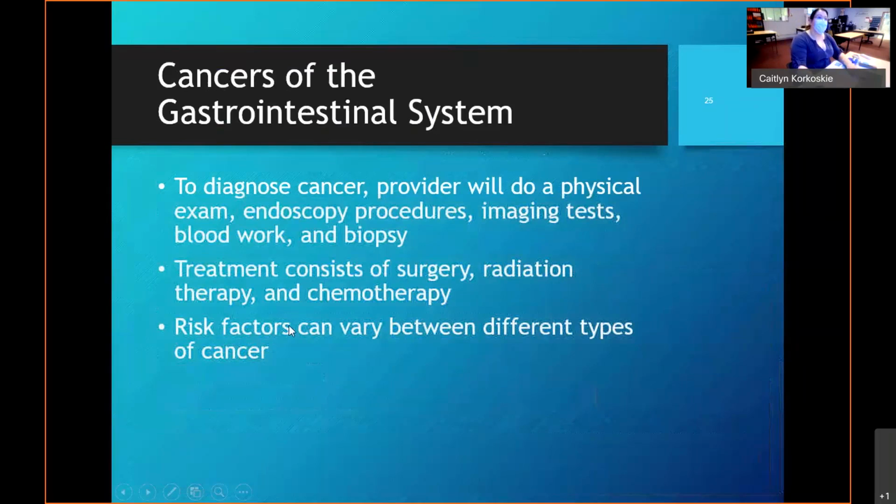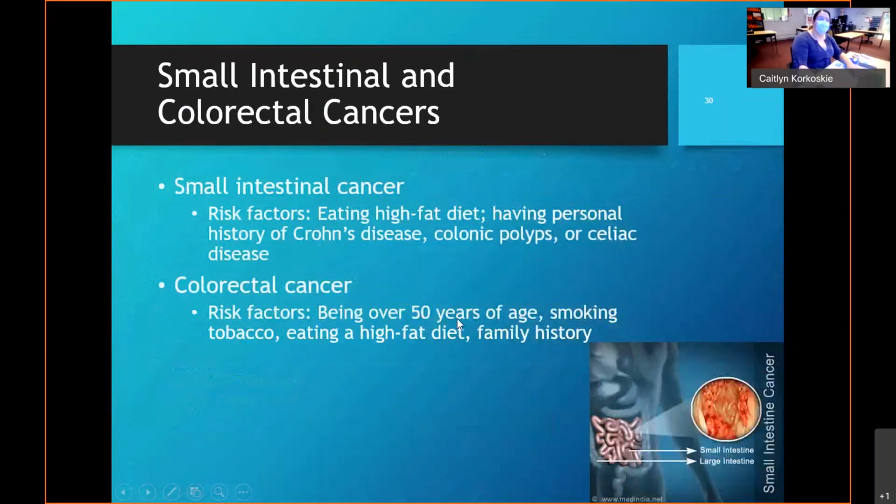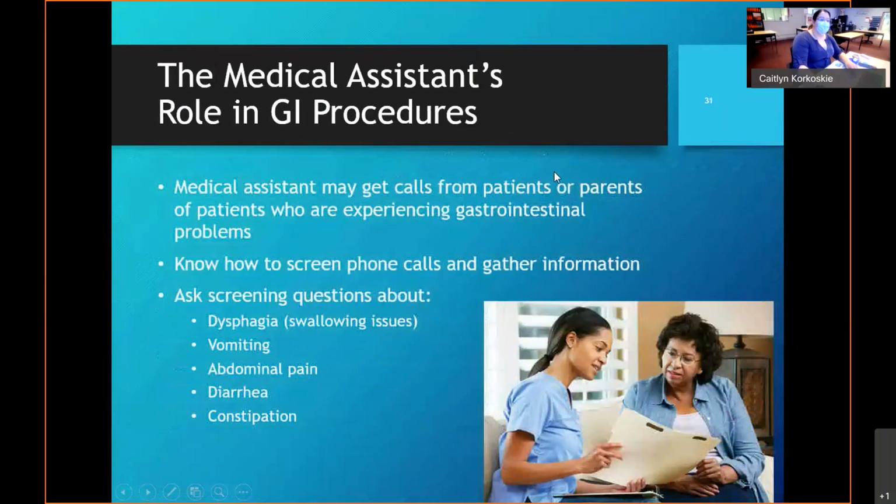So let's go over different types of tests and what we do. As medical assistants, when we get calls from patients saying they're having some type of GI issue, we're going to be asking them different questions. Again, what we just went over: abdominal pain, nausea, vomiting, constipation, diarrhea. Sometimes they might have a fever. We still want to ask that too.